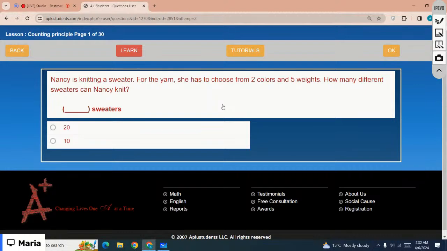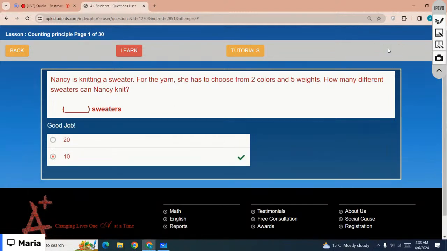Nancy is knitting a sweater. For the yarn, she has to choose from 2 colors and 5 weights. How many different sweaters can Nancy knit? So which is the correct option? Yes, she can do 5 times 2. The correct option is 10 different choices she has to knit the sweater, right?